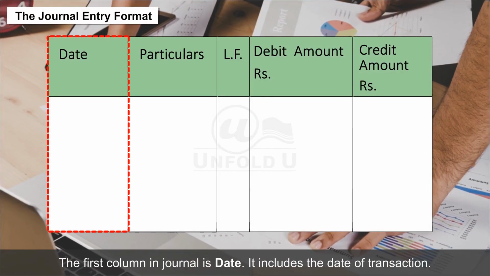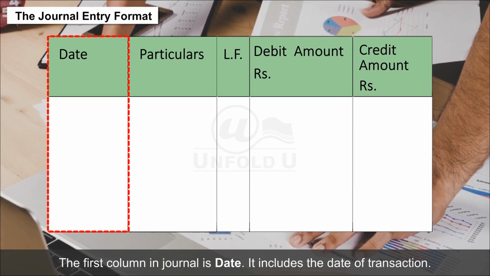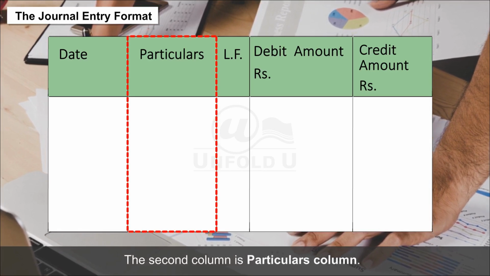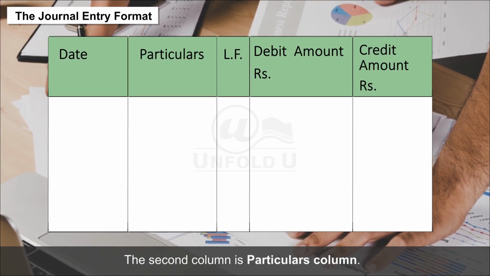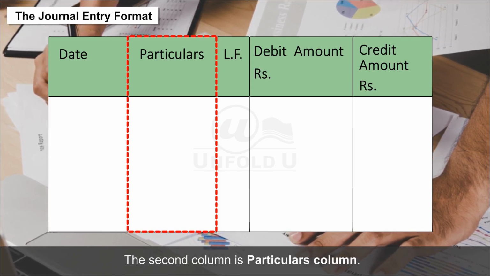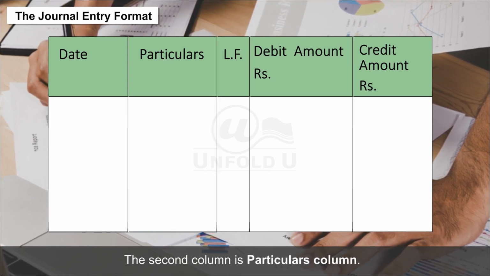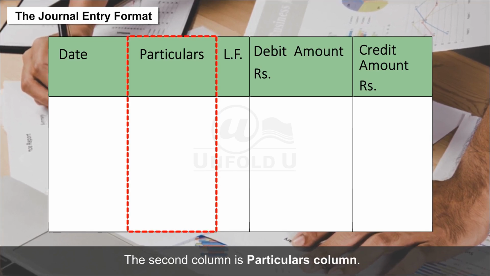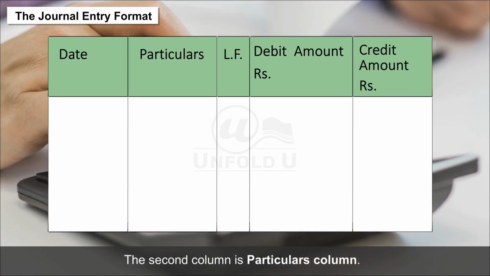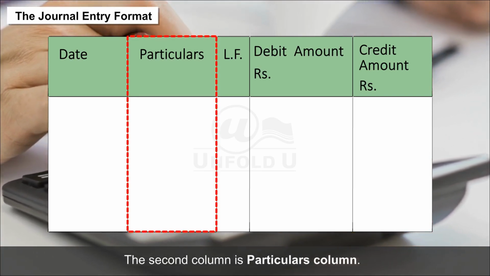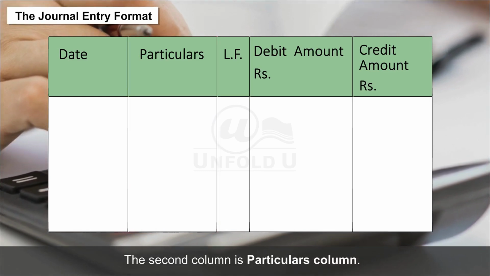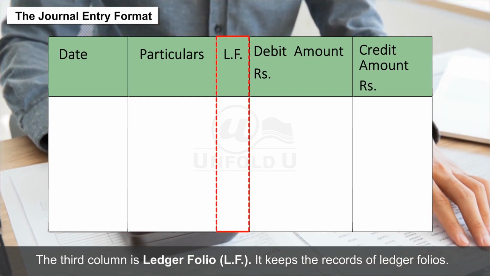The journal entry format. The first column in a journal is date. It includes the date of the transaction. The second column is the particulars column. In this column, the account title to be debited is written on the first line, beginning from the left-hand corner, and the word Dr. or doctor is written at the right end of the column. The account title to be credited is written on the second line, leaving sufficient margin on the left side, with a prefix "to".